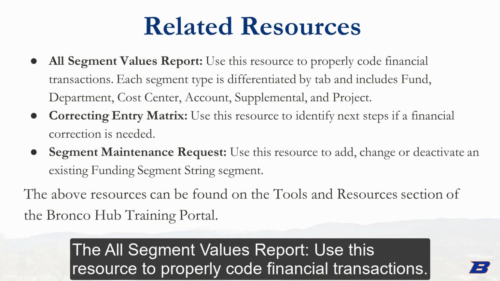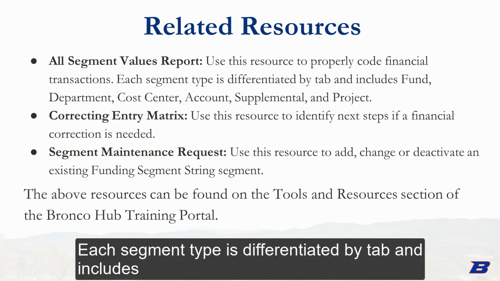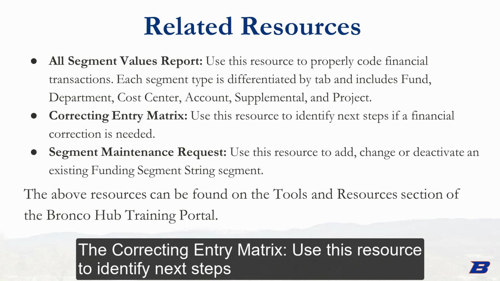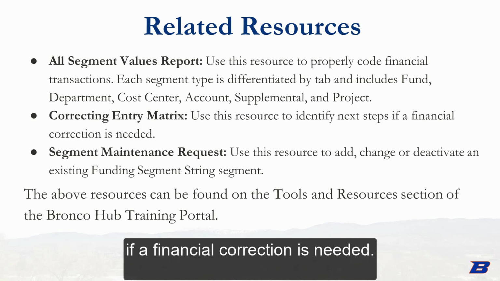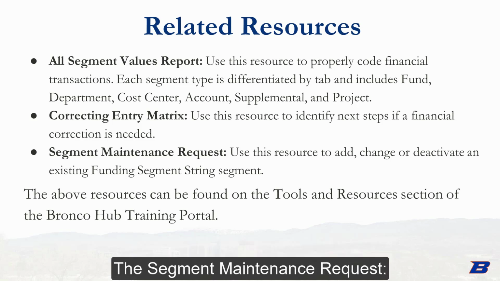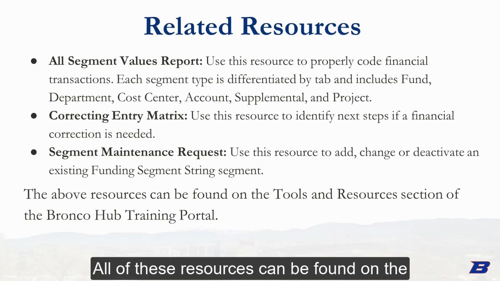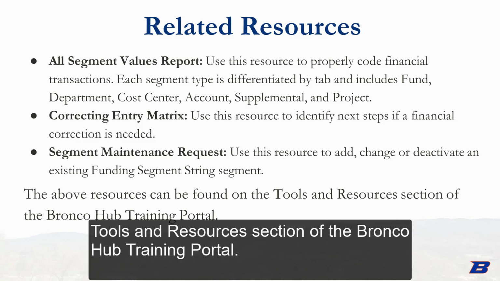The All Segment Values Report. Use this resource to properly code financial transactions. Each segment type is differentiated by tab and includes fund, department, cost center, account, supplemental, and project. The correcting entry matrix. Use this resource to identify next steps if a financial correction is needed. The segment maintenance request. Use this resource to add, change, or deactivate an existing funding segment string segment. All of these resources can be found on the Tools and Resource section of the Bronco Hub training portal.